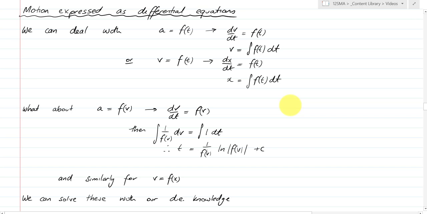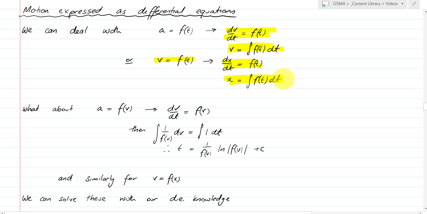So we can deal with the acceleration as a function of t, because that gives us dv/dt equals a function of t, and v equals the integral of f of t. And if velocity is a function of t, then dx/dt equals a function of t, and x is the integral as well. We've dealt with that.